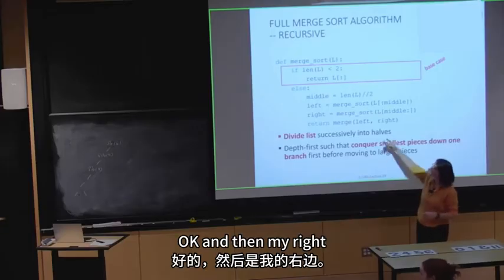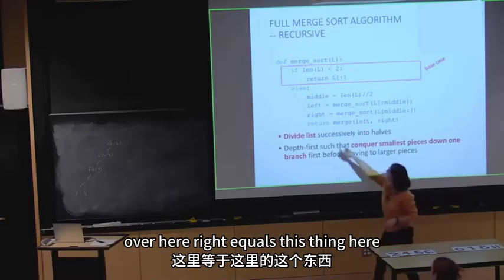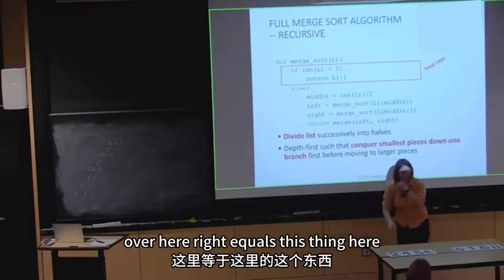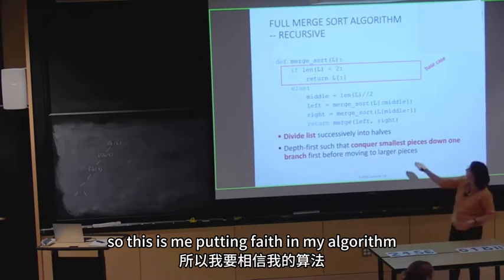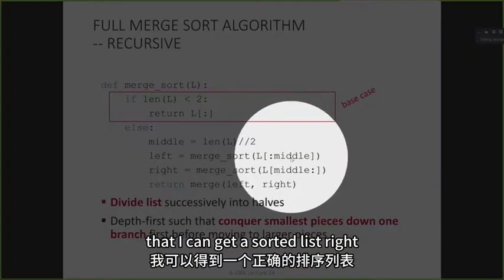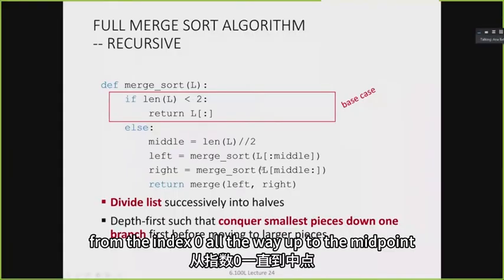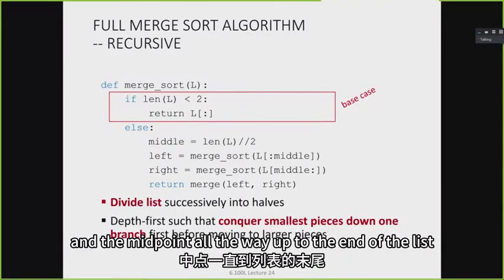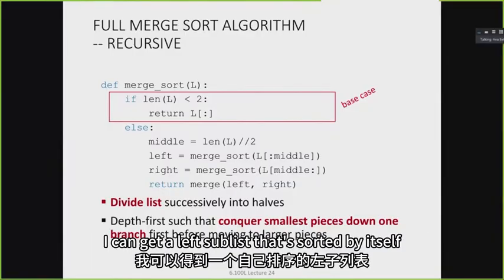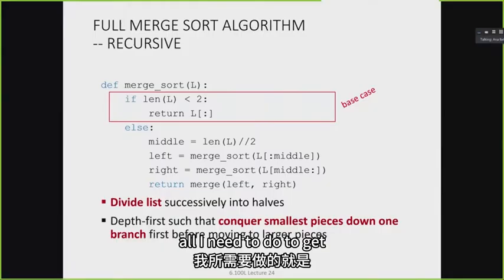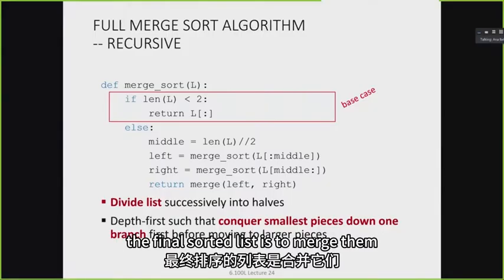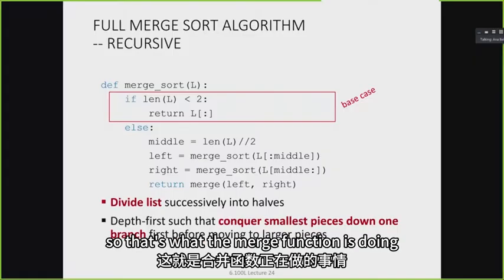Okay? And then my right, over here, will also somehow be a sorted list. So this is me putting faith in my algorithm that I can get a sorted list from the index 0 all the way up to the midpoint, and the midpoint all the way up to the end of the list. So if somehow I can get a left sublist that's sorted by itself and a right sublist that's sorted by itself, all I need to do to get the final sorted list is to merge them. So that's what the merge function is doing.